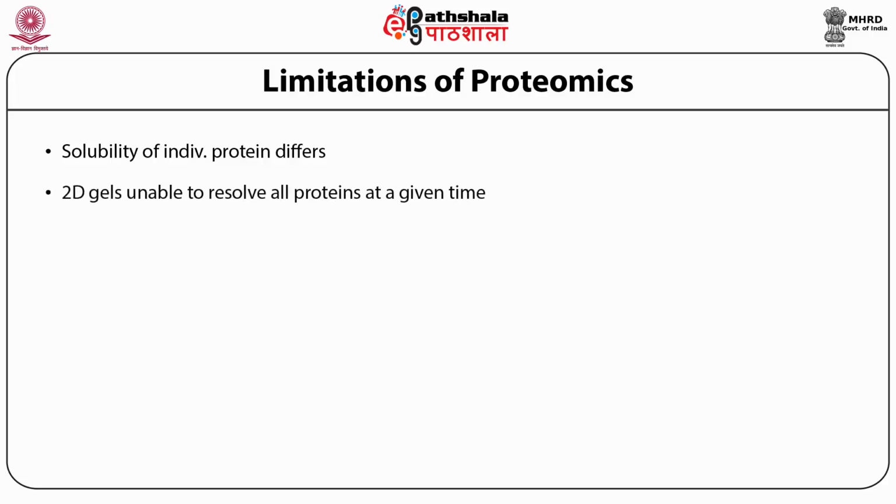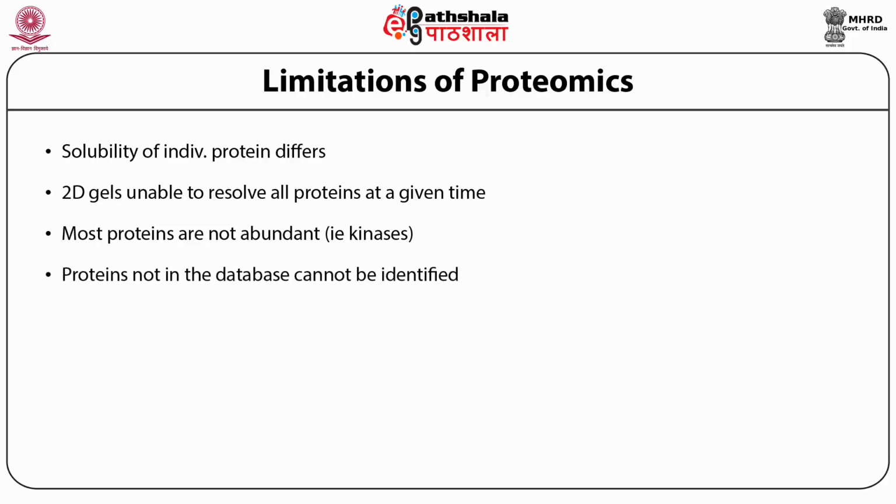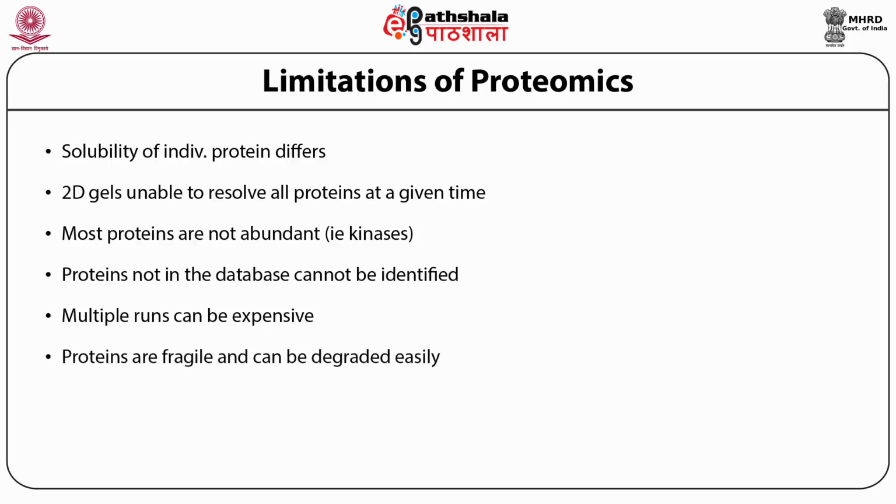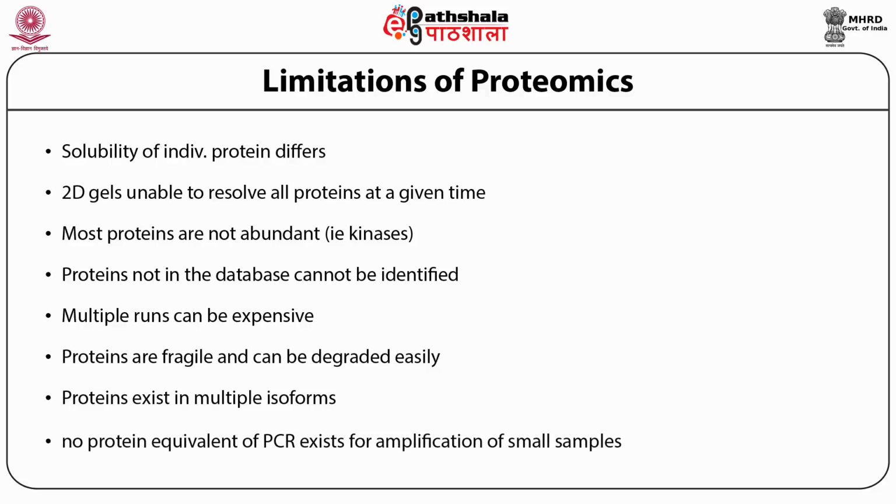Secondly, 2D gels are unable to resolve all proteins in a given time. Most proteins are not abundant, like kinases, so their expression levels are different and these cannot be detected several times. A protein not in the database cannot be identified using proteomics. Multiple runs can be very expensive. Proteins are fragile and can sometimes be degraded easily. Proteins exist in multiple isoforms and sometimes these isoforms are not even identified. No protein equivalent of PCR exists for amplification of a small sample.